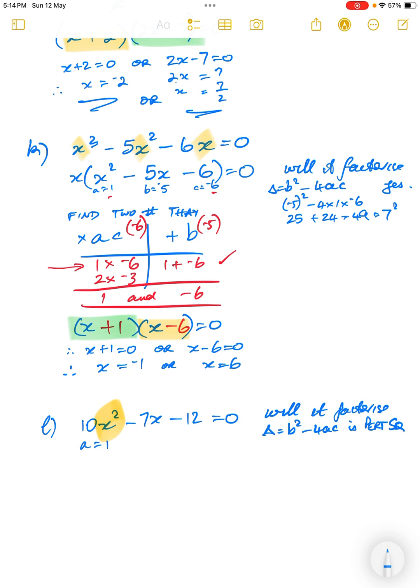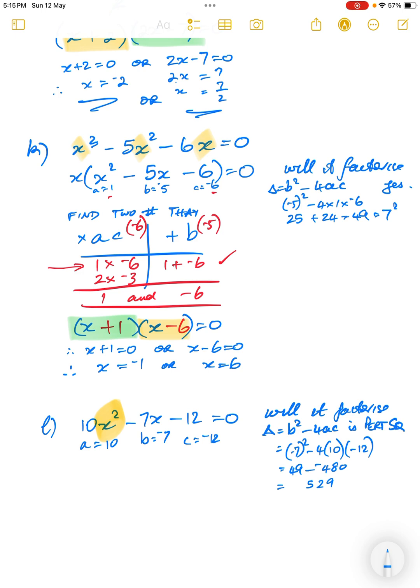Now, a is 10, that's the coefficient of x squared. B is negative 7, that's the coefficient of x. C is negative 12, that's the constant. So b, negative 7 squared, minus 4 times 10 times negative 12. Big numbers here. So 49 minus negative 480, and we've got two negatives, so we've got plus. 49 plus 480 is 529.